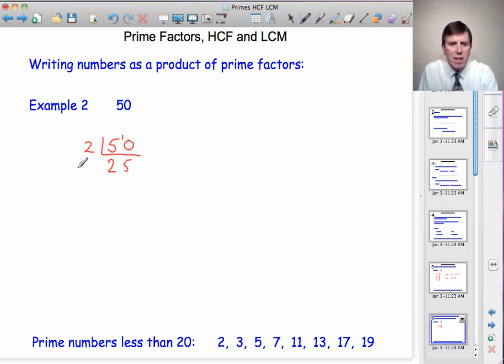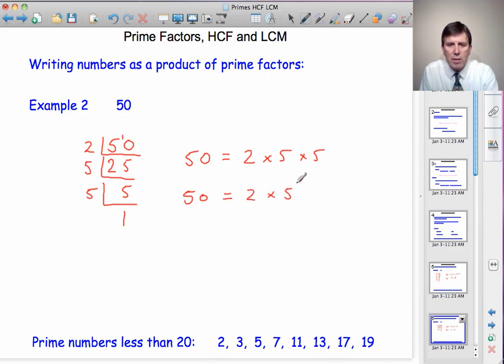What about 5? Yes, it ends in a 5, so I know I can divide it by 5. 5 goes into 25 5 times. I can divide by 5 again. 5 goes into 5 once, and that's when I know I've finished. So 50 is equal to 2 times 5 times 5, which I could also write as 50 equals 2 times 5 squared. Either of those answers are acceptable.